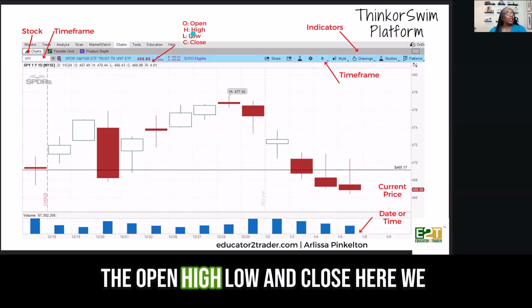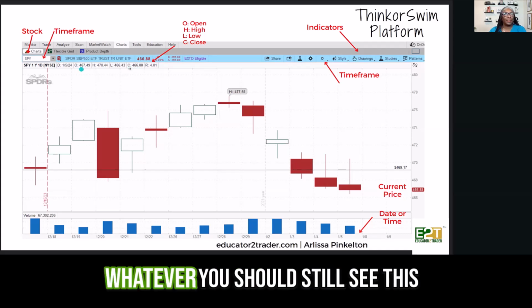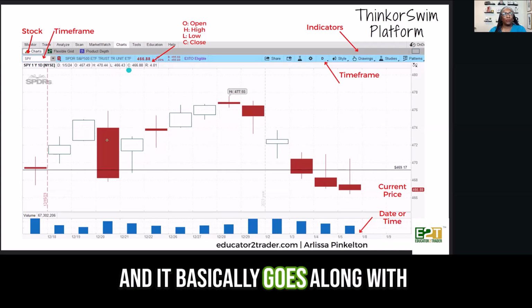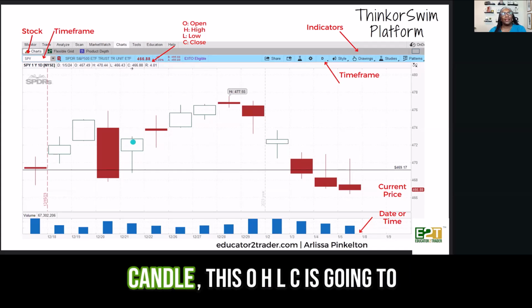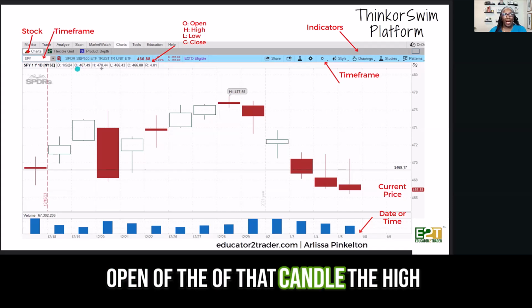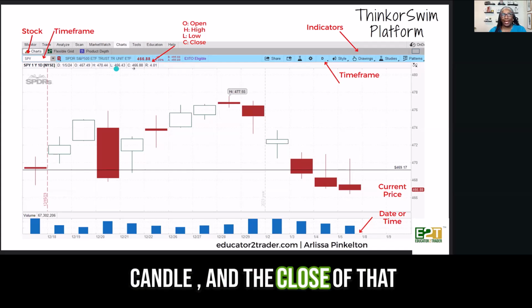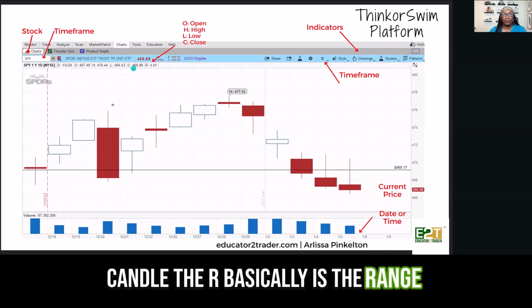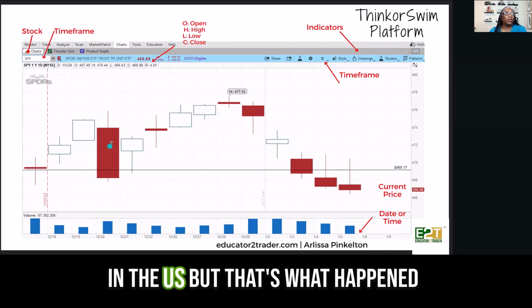And the open, high, low, and close. OHLC is on, whether you're doing Thinkorswim or TradingView or wherever, you should still see this. And it basically goes along with whatever candle you're over. So as you move your mouse over the next candle, this OHLC is going to change. This tells you the open of that candle, the high, the low, and the close. The R basically is the range. It says that from top to bottom, it went 4.01 points, or dollars as we say in the US.